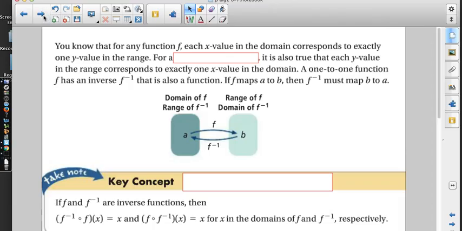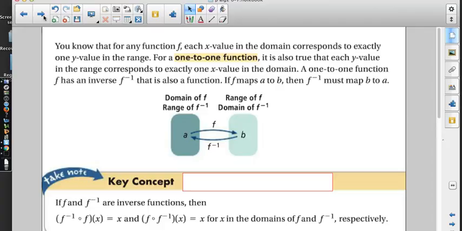Alrighty, what do we have left? You know that for any function f, each x value in the domain corresponds to exactly one value in the range, and that's because it's a function. For every input, there's exactly one output. For a one-to-one function, which is even a little more special, it works both ways. Every input has exactly one output, and every output has exactly one input. So this is why they're asking us that question of, is the inverse a function? Because if it is, then we have a really special relationship, a one-to-one function.